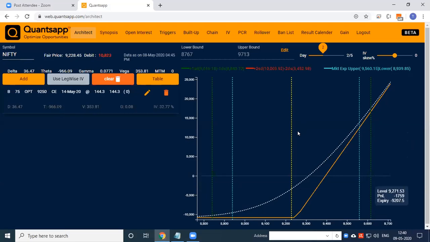Now you always see these vertical lines coming up, the blue, green, and the red. So the blue lines are basically the market expected upper and lower bounds. Those are based on the option data itself, and based on that, this market expected upper and lower bound is there. So you see that the band upper is 9560, lower is 8939.